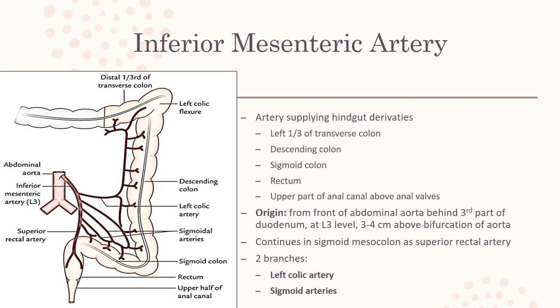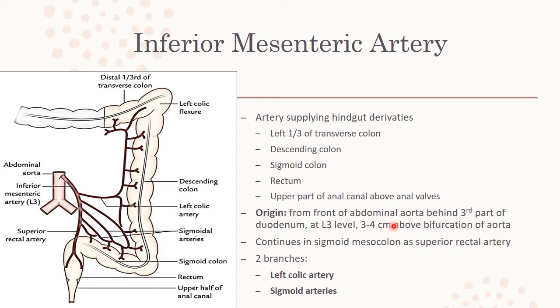Now we come to the inferior mesenteric artery. This is the artery which is supplying the derivatives of the hindgut, which are the left one third of the transverse colon, the descending colon, the sigmoid colon, the rectum, and the upper part of the anal canal above the level of the anal valves. The origin is from the front of the abdominal aorta behind the third part of the duodenum at the level of L3 vertebra, and its origin is usually only 3 to 4 centimeters above the bifurcation of the aorta.